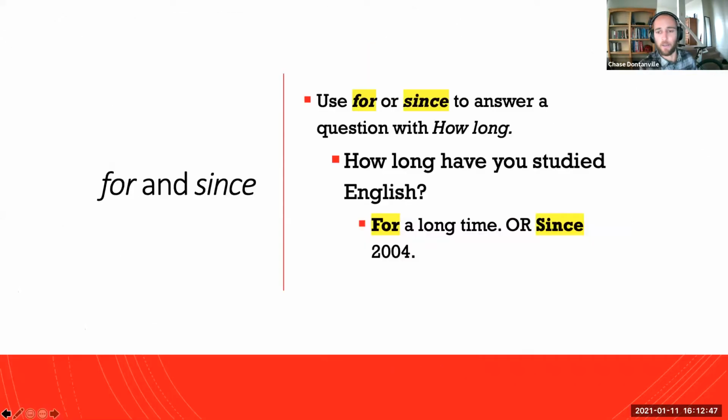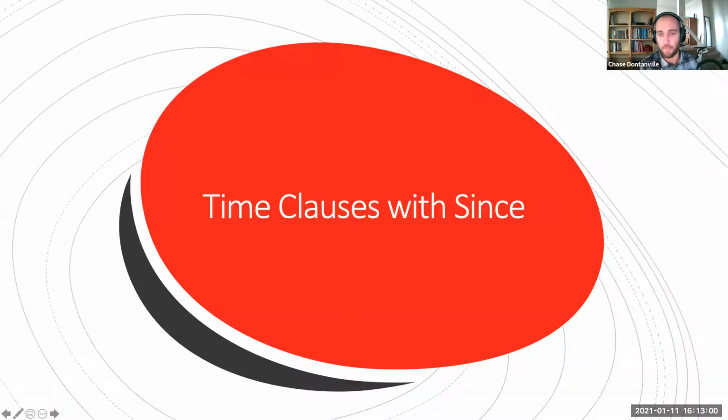Let me go back. Okay, real quick. As you can see, for is for a period of time, and then since is specific. Okay, so they do have different meanings and we use them differently. Okay, let's continue. Time clauses with since.